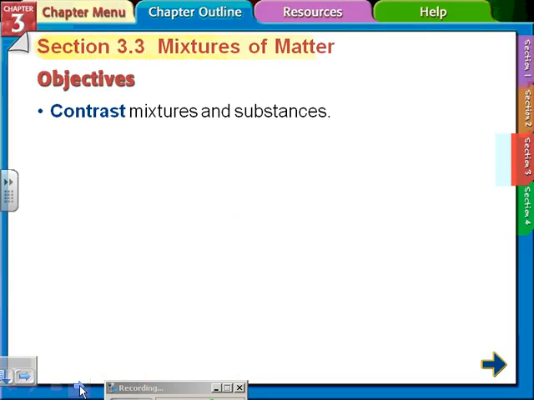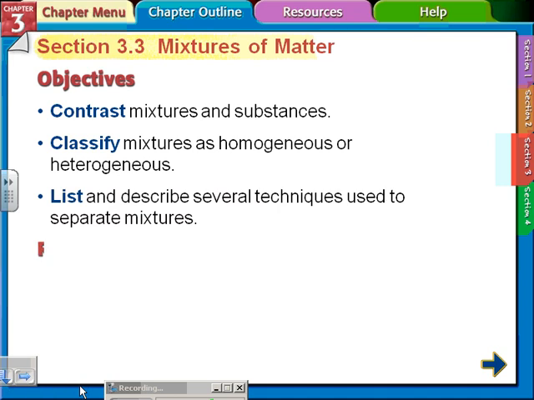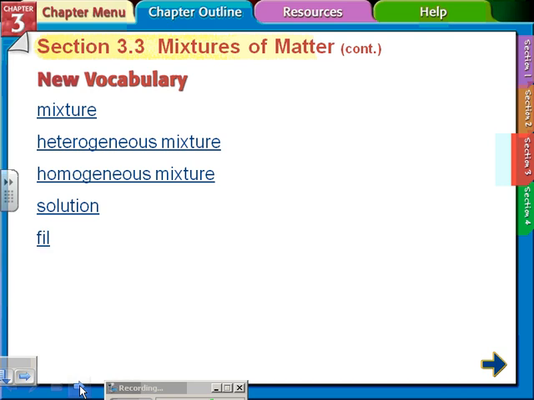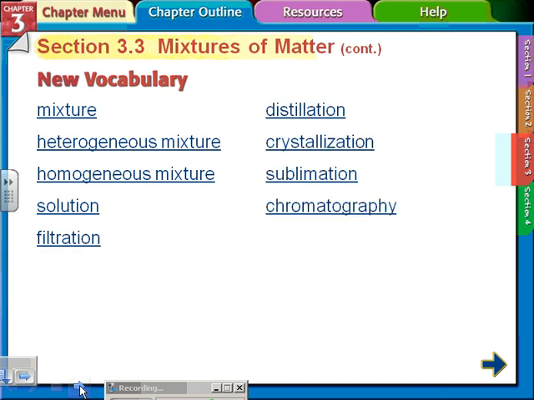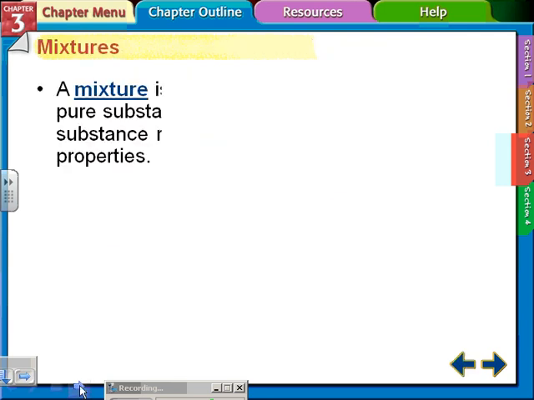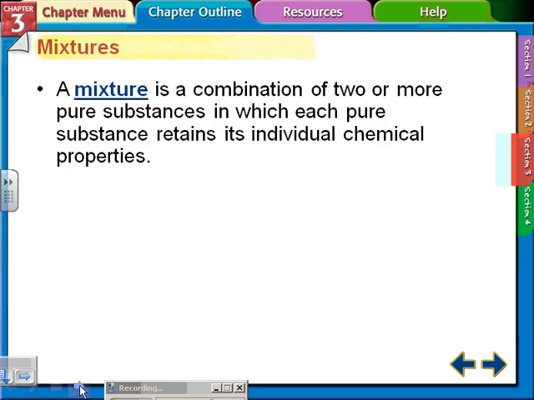Okay, now section 3.3, mixtures of matter. Here are some of our objectives. Some new vocabulary that will be introduced. All right, a mixture. This is a combination of 2 or more pure substances in which each pure substance retains its individual chemical properties. So we actually saw a mixture when we did the chromatography lab. You separated out a mixture of different pigments that all came together to form a black dye.